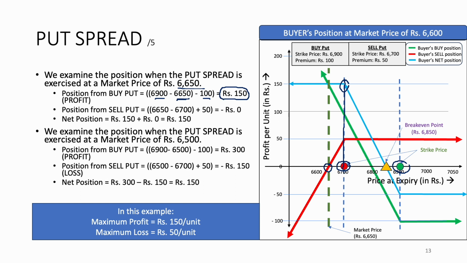On the sell put side, the current market price is at 6,650. Strike price of the sell put is at 6,700. And our investor gets 50 rupees from the sell put. So if we calculate, we notice that this comes out to rupees 0. So he neither makes a profit nor a loss. You can notice here that the sell put actually breaks even for our investor at this point, that is 6,650. So net position is that he made a profit of 150 rupees from this. He didn't lose anything from the sell put. So he makes a total profit of 150 rupees. So this is his profit.